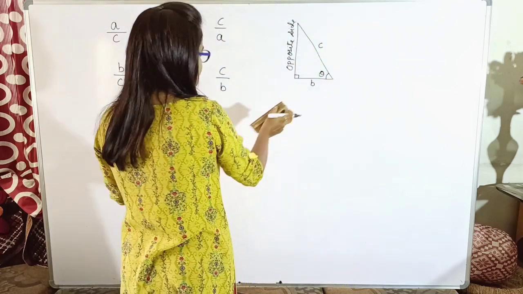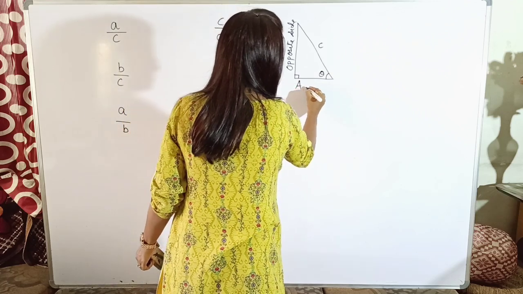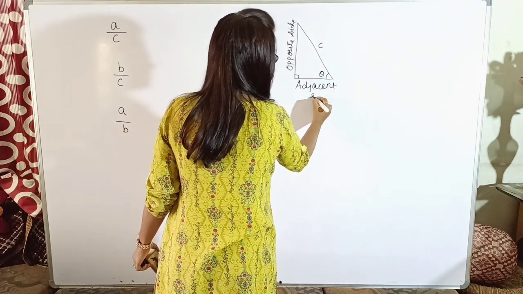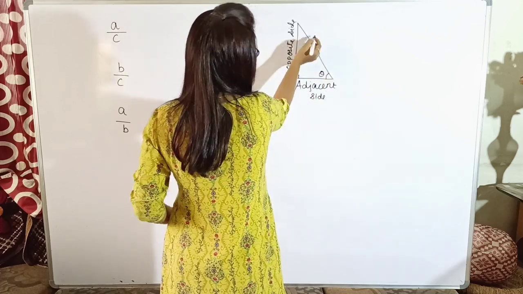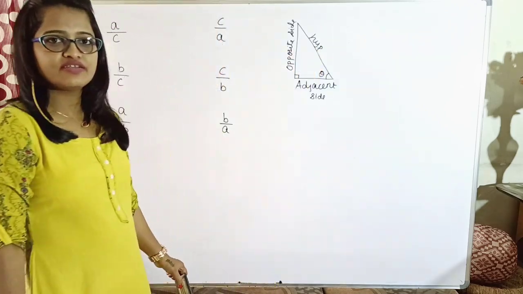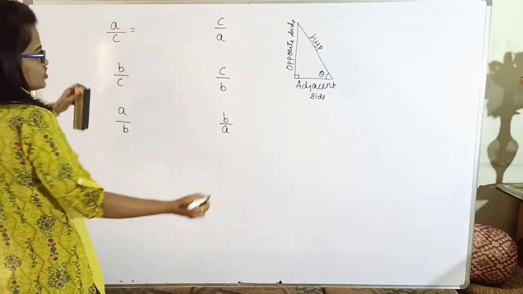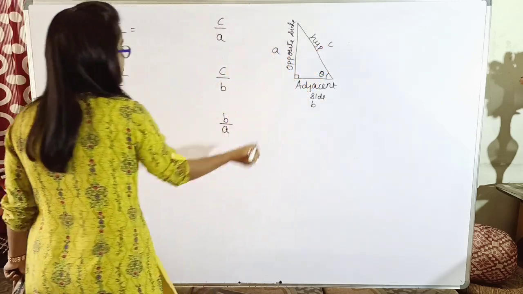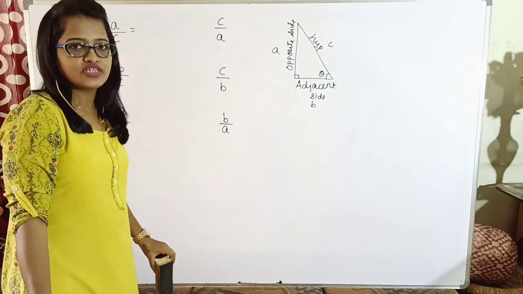Similarly, with respect to theta, how is this side? Isn't this side the adjacent side? Yes. So let us write it down as an adjacent side. And what is C? C is nothing but the hypotenuse, the side opposite to the 90-degree angle. Fair enough. Let us replace then. This was my A, this was my B, and this was my C. So instead of writing it as A, B, and C, now I will be writing it with reference to theta.